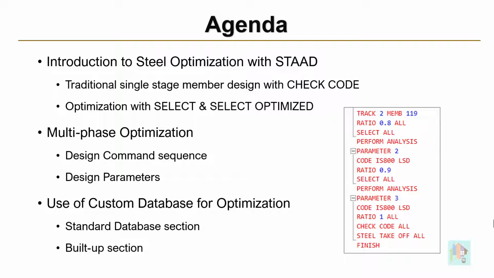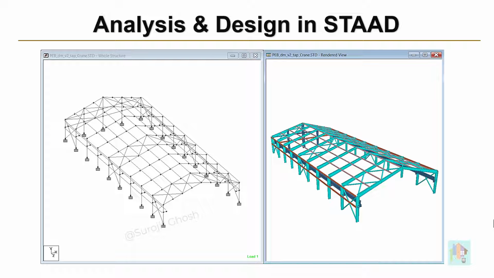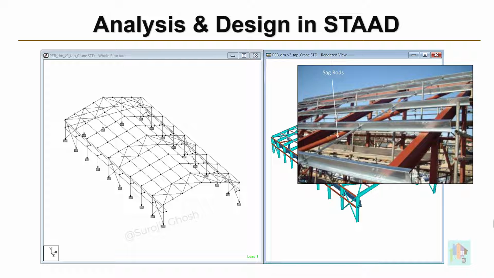Let's start with some basic concepts of steel optimization and why we should adopt this method for any steel design project. In the traditional design approach, we create an analysis model in STAAD with proper dimensions, considering only the structural elements. There might be a few non-structural elements present in the structure, like a partition wall, or elements which have less impact on analysis results, like sag rod. We don't consider those elements in the analysis model.